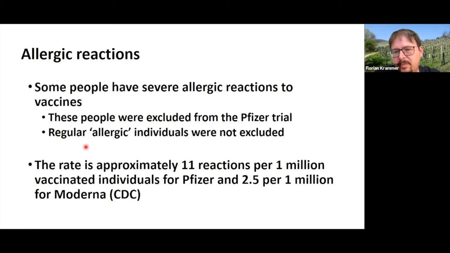Usually, they happen in people who know that they're already allergic to other vaccines, and the rate that was determined here is that for the Pfizer vaccine, there are approximately 11 severe allergic reactions per 1 million vaccinated individuals. And for Moderna, it's lower, it's 2.5 per 1 million vaccinated individuals.